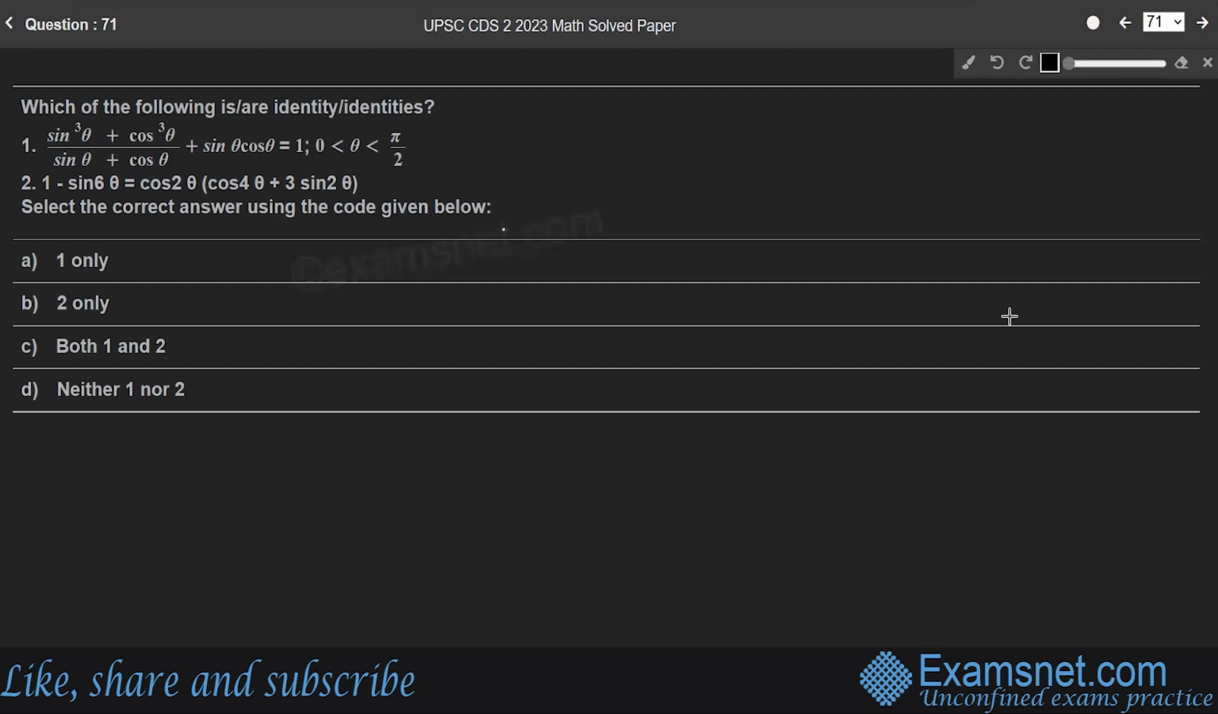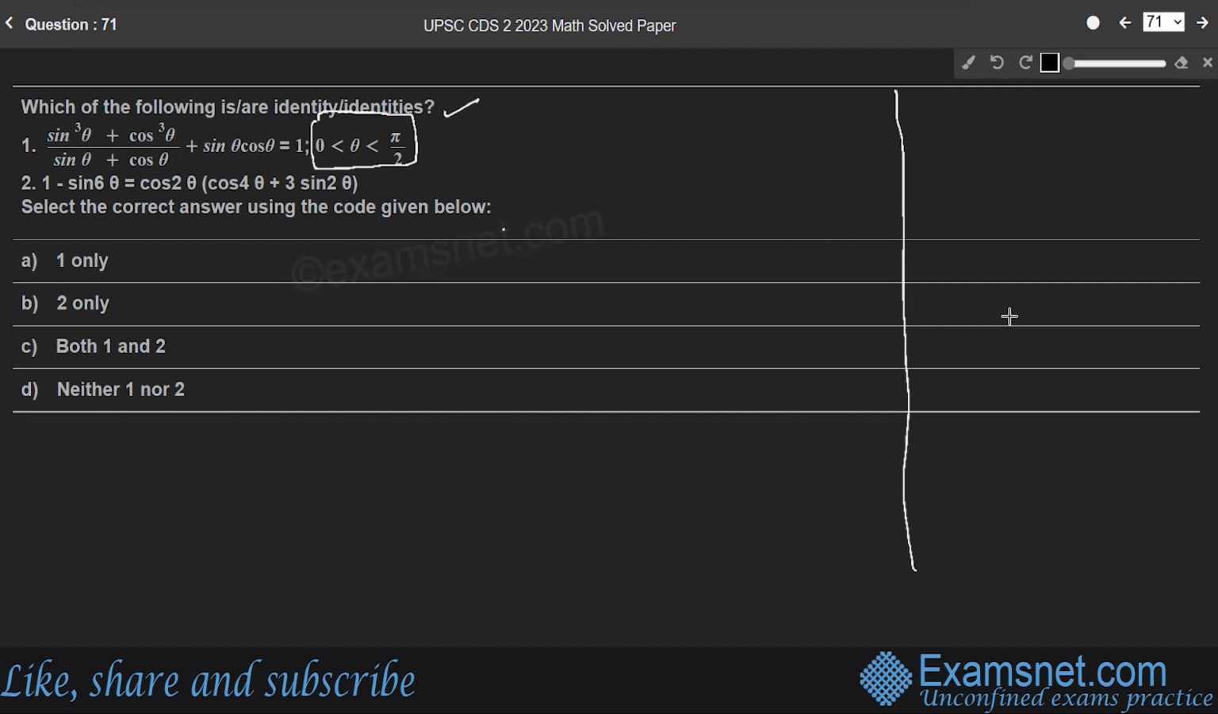Question 71. Which of the following is or are an identity or identities? Whether both the equations are identities or one of the equations is an identity or not, that we have to check. There are two methods to check whether it is an identity or not. The first method is the theoretical method. The second method is by taking a value of theta. It is given that theta lies between 0 and pi by 2. For any value of theta between 0 and 90 degrees, you can directly substitute the value of theta in the equation, so that you can check whether it is an identity or not.